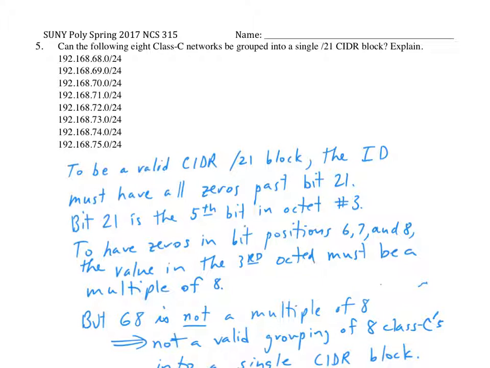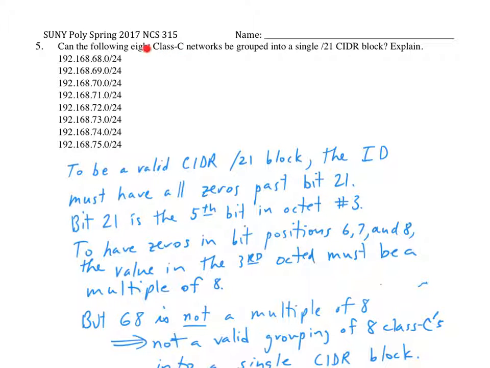Okay, in this video I'm going to solve an example problem, one very much like a homework problem. And here it says, can the following 8 Class C networks be grouped into a single /21 CIDR block? Explain. And so here we have 8 /24s, or that is 8 Class C networks. A /24 is a Class C.